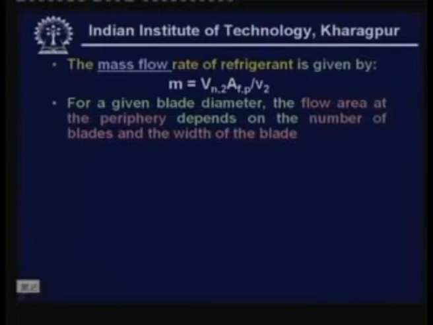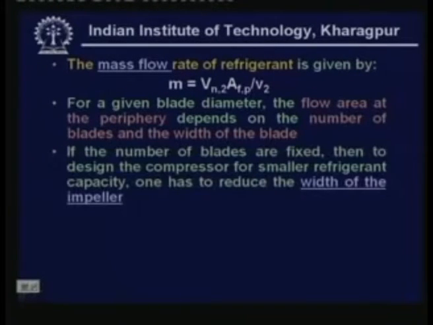Now let us see how the capacity has to be reduced. For a given blade diameter, the flow area at the periphery depends on the number of blades and the width of the blade. And if the number of blades is fixed, then to design the compressor for smaller refrigerant capacity, one has to reduce the width of the impeller.